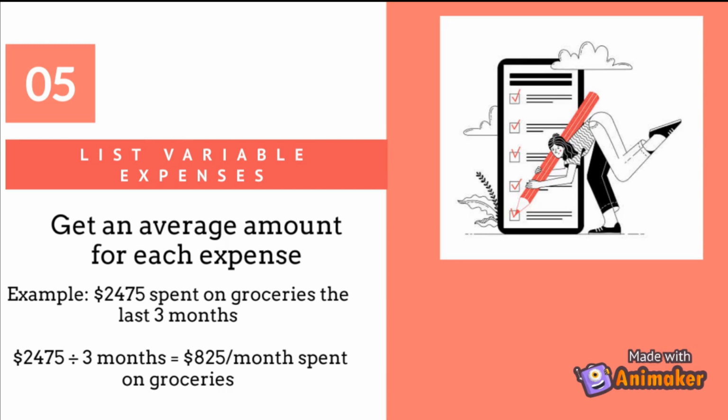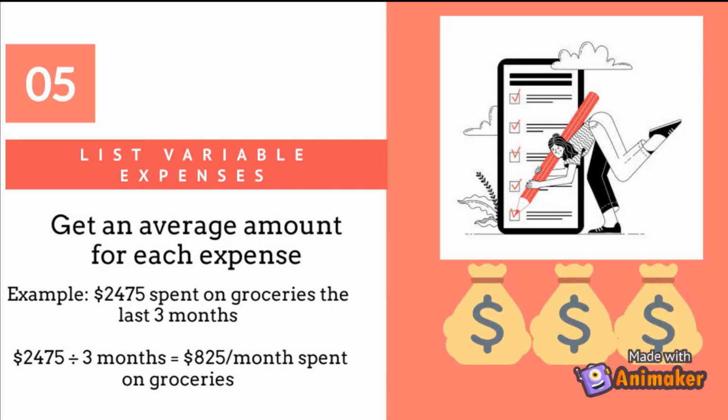Example: $2,475 was spent on groceries alone in the last 3 months. You need to divide this by 3 to get $825 per month spent on groceries. You need to do this for each variable expense and you will get to know how much they have cost you.